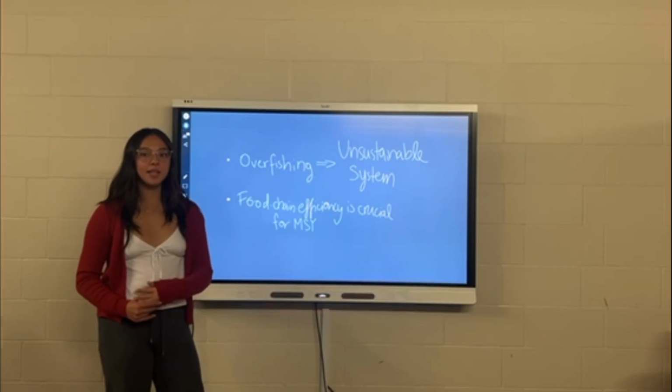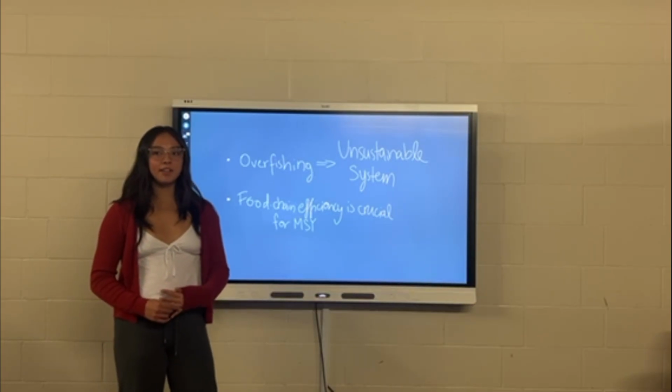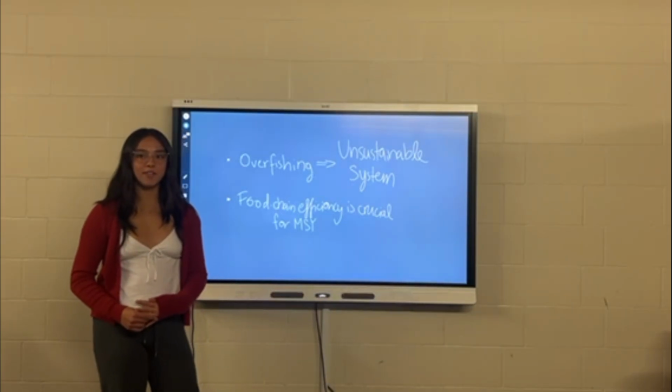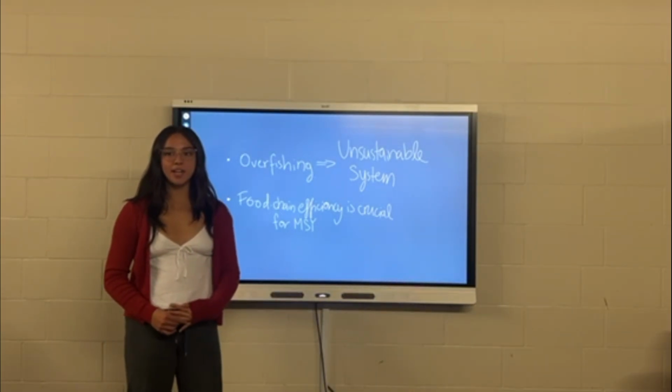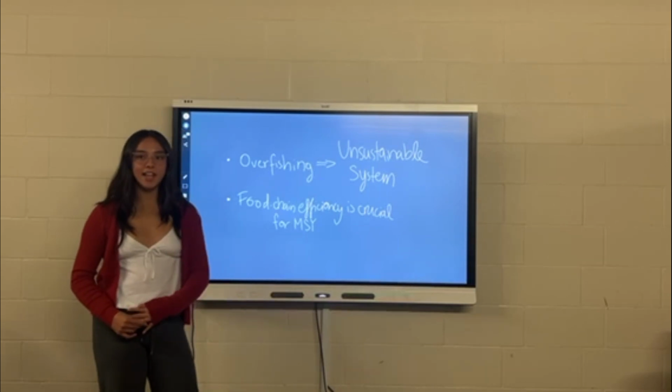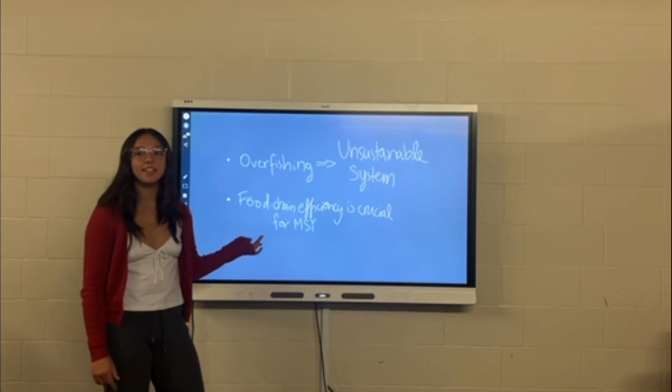Without top predators, mid-level species overpopulate, devour lower levels, and cause what we call a trophic cascade. That's why protecting predators and managing sustainable yields go hand in hand, since both keep the oceans balanced and productive.